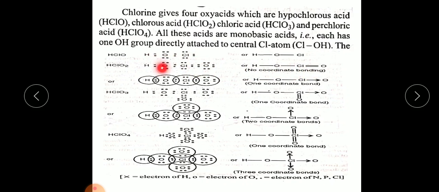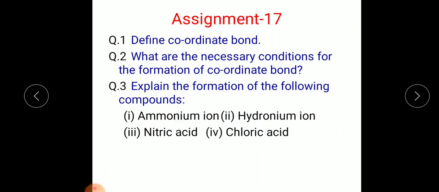They don't have a coordinate bond, these two. Then we have chloric acid, HClO3. Over here we have a coordinate bond. In this, Cl gives an electron pair to the oxygen, forming a coordinate bond. Similarly, if you have HClO4, that is perchloric acid, this also has a coordinate bond. The electron dot structure is like this, and now it has coordinate bonds in this way. You can see the structures, how the coordinate bonds have been formed.